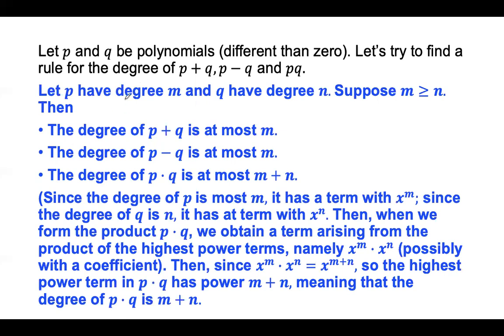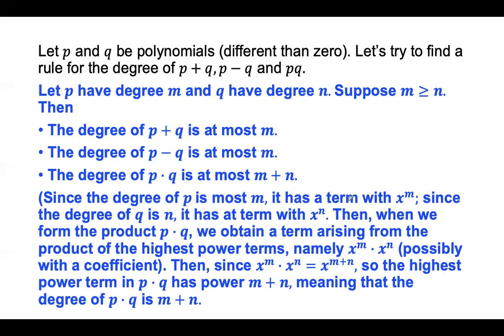I was going to write this all out, but to save time, I just printed it for you. So let P have degree M and Q have degree N, and suppose M is greater than or equal to N. Then the degree of the sum is at most M, at most, doesn't mean it has to actually be M. And the degree of the difference is at most M, of the largest one. Now the degree of P times Q is at most M plus N, which we kind of just previously saw.